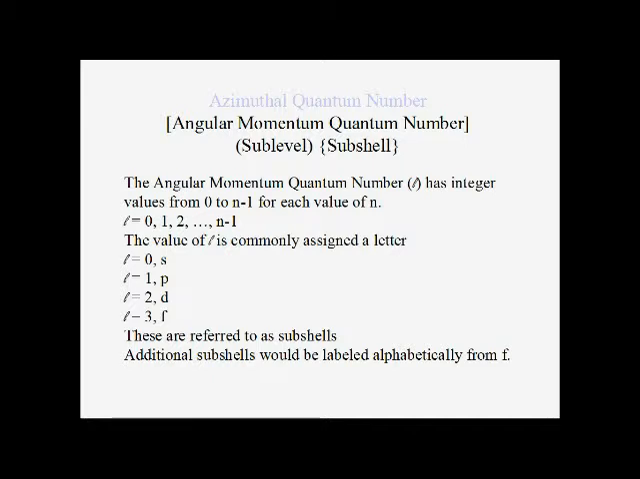So L equals 0 is sublevel s. L equals 1 is sublevel p. L equals 2 is sublevel d. L equals 3 is sublevel f. We have more sublevels. The s, p, d, f originally came from spectroscopy. They're referring to sharp, principal, diffuse, and fine. We don't worry about the names anymore. And after f, we would just start to count alphabetically to represent the additional sublevels.